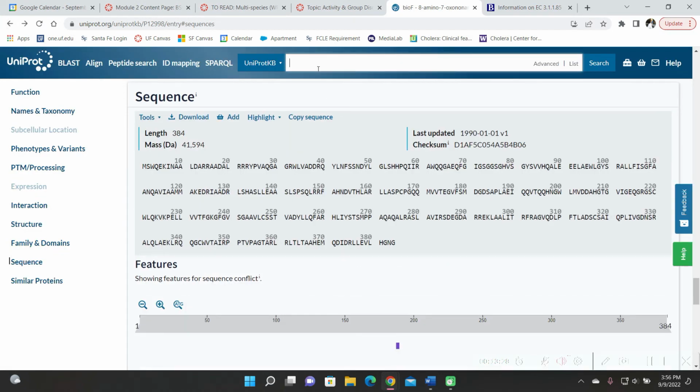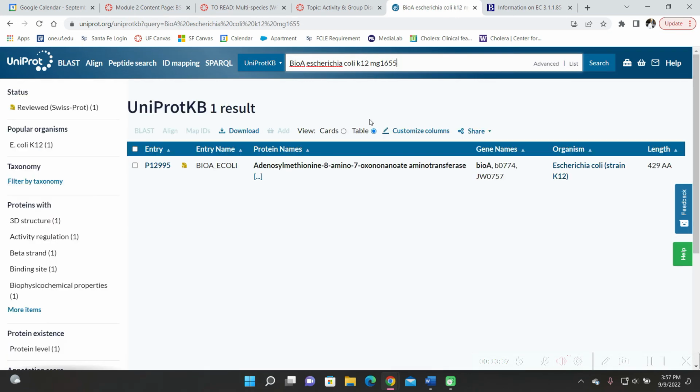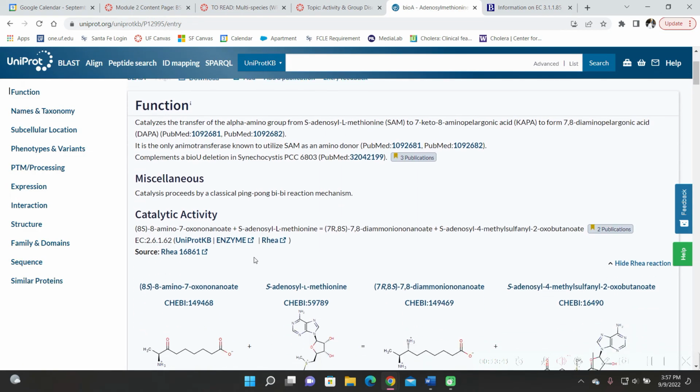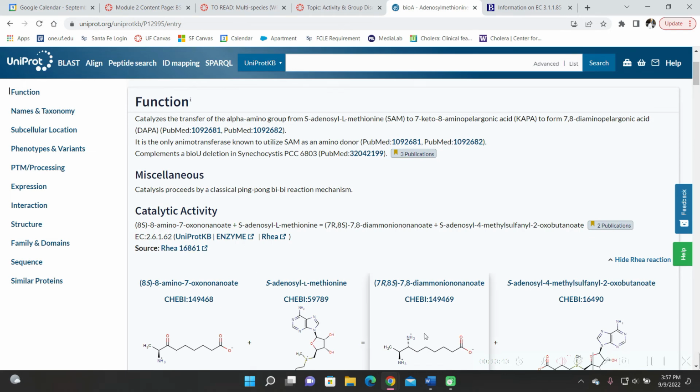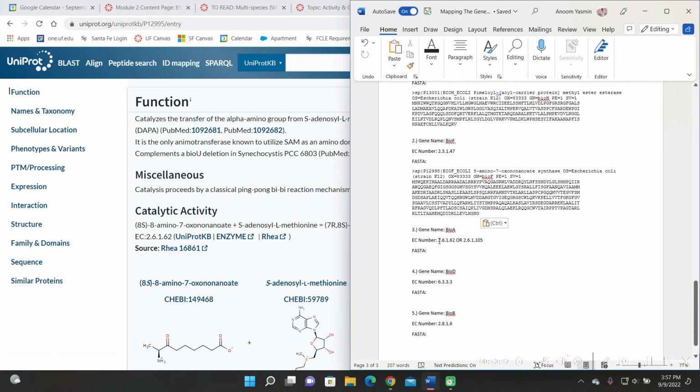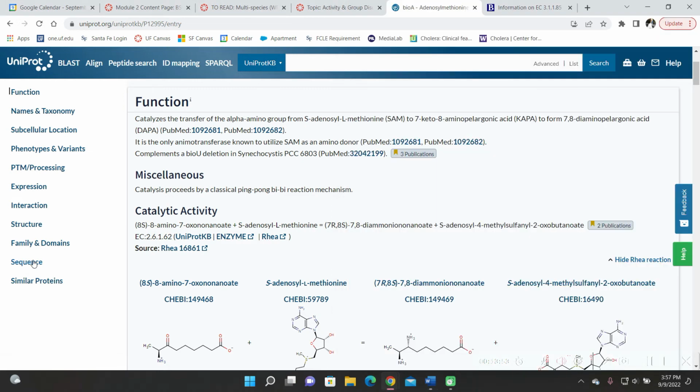For BioA, on my document, I have 2 EC numbers, so I just wrote down the query, and it took me directly to one protein, and it had a single EC number. So I looked to see if that matched any of the ones that I had, and it matched one of them, so I just deleted the second one because it didn't apply with what I needed for E. coli. Then I went to sequences and copied the FASTA.